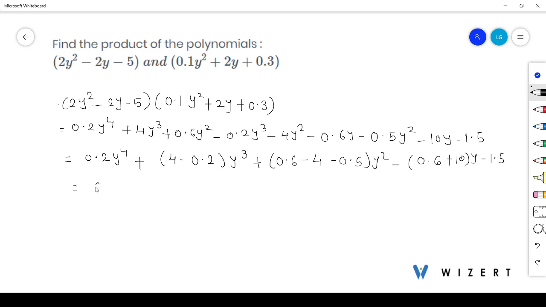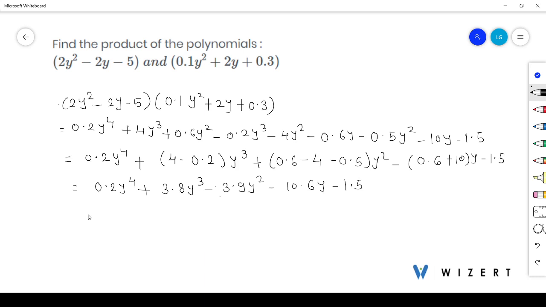So here 0.2y to the power 4 plus 4 minus 0.2 means 3.8y cube, plus 0.6 minus 4 minus 0.5 will be minus 3.9y square, minus 0.6 plus 10 means 10.6y, minus this constant term 1.5 as it is.